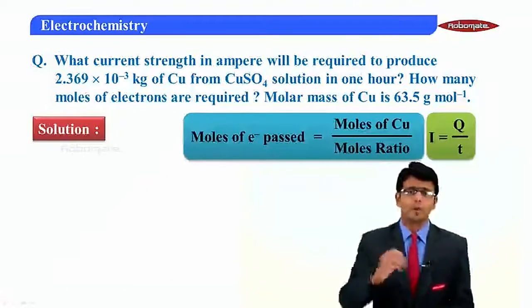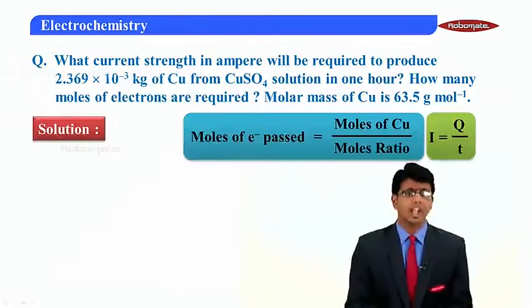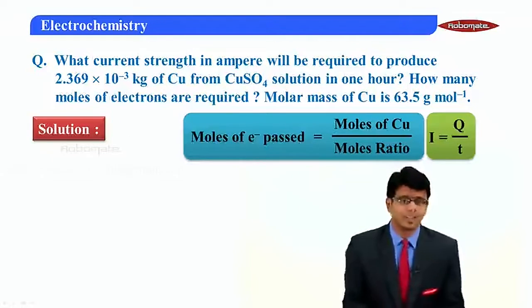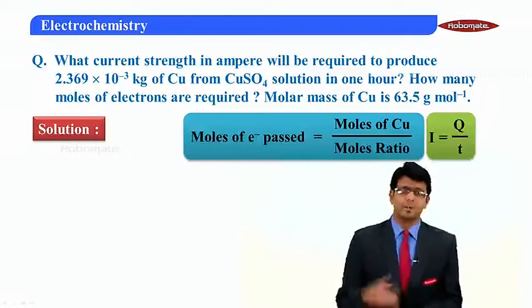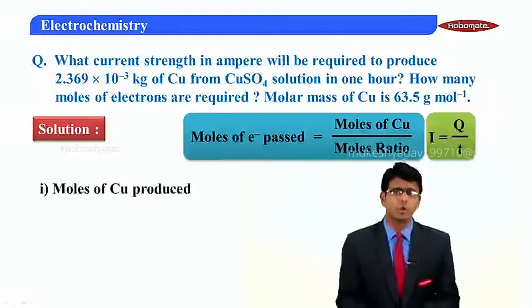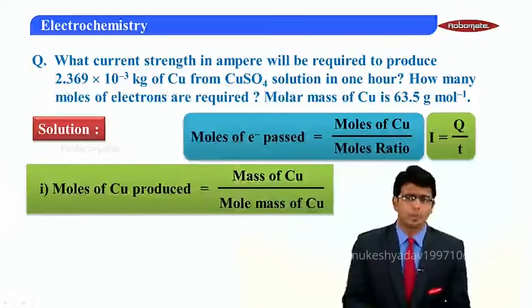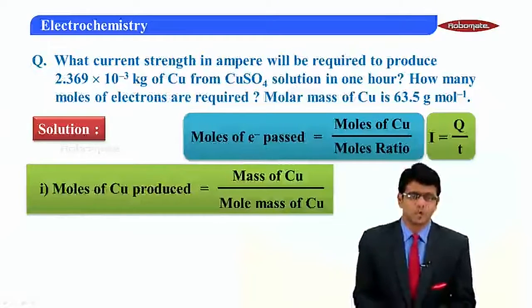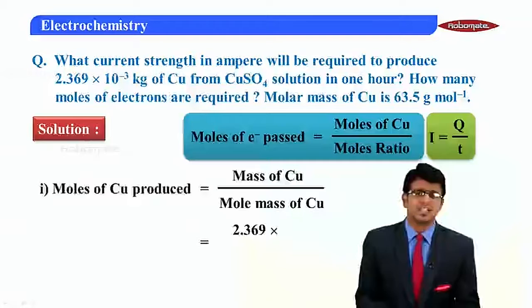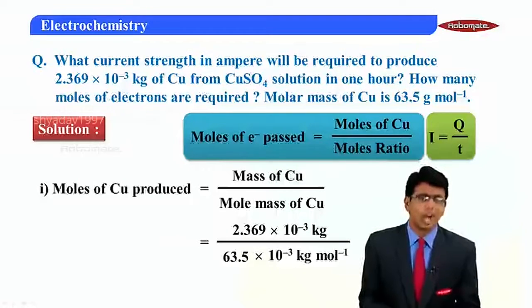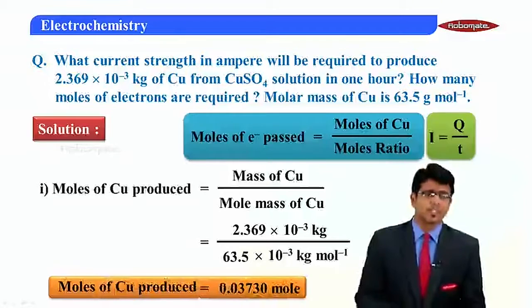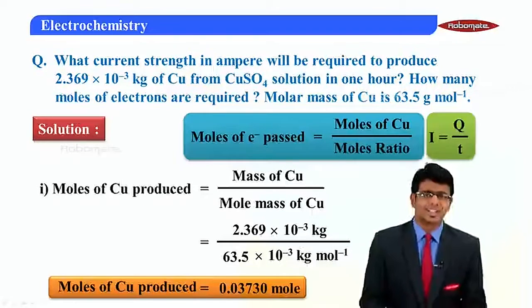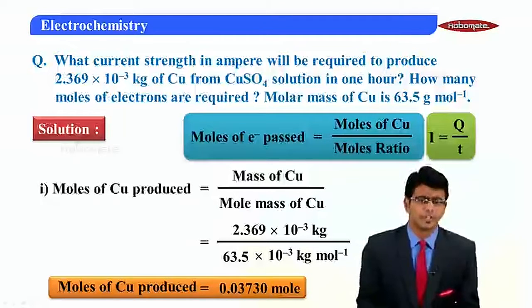So now here, if I want to find the moles of electrons passed, I need to have the values of moles of copper and mole ratio of copper, isn't it? So let us first of all find the moles of copper produced. So moles of copper produced is nothing but mass of copper upon molar mass of copper, right? So here we simply substitute the values as 2.369 × 10^-3 upon 63.5 × 10^-3. So on dividing, the answer comes out to be 0.0373 moles. So these are the moles of copper produced.